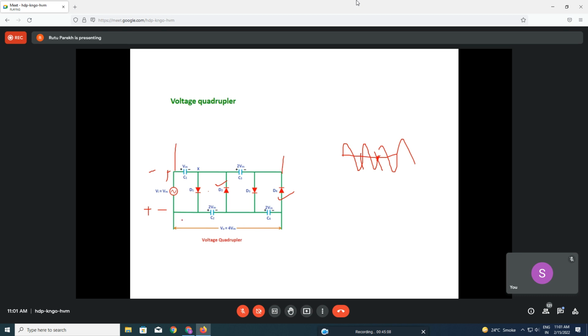And in short, you are giving VM, that was AC plus minus, but you can get 3 times, 4 times. If you add one more D, C and then D, here you will get 5 times. If you take across here, you will get 6 times. If you add one more C and D, you will get 8 times and so on. But the power remains the same. If the voltage is increasing, the current is decreasing.